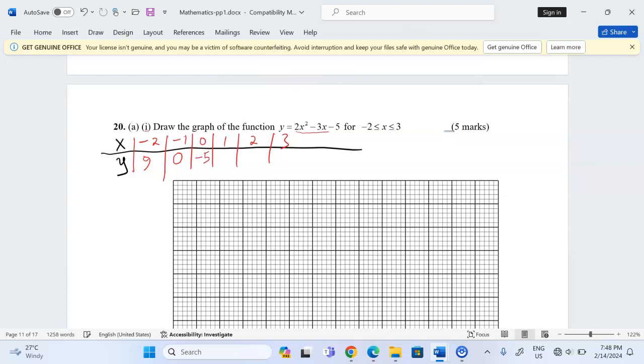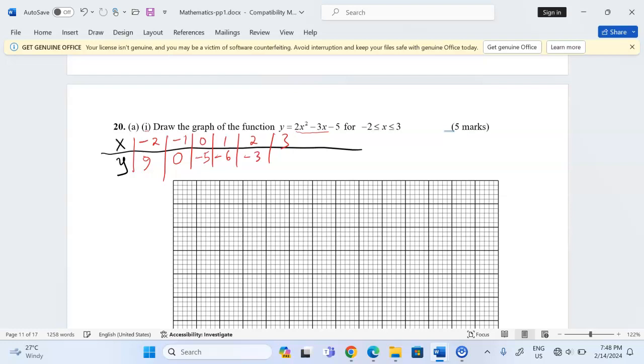The next is we substitute 1. So 2 into 1 squared minus 3 multiplied by 1, then minus 5. This gives us exactly -6. Then we go to 2. With 2 into 2 squared, then minus 3 into 2, then minus 5, this is going to give us exactly -3.